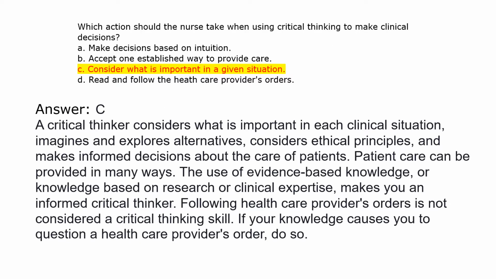Answer: C. Consider what is important in a given situation. A critical thinker considers what is important in each clinical situation, imagines and explores alternatives, considers ethical principles, and makes informed decisions about the care of patients. Patient care can be provided in many ways. The use of evidence-based knowledge, or knowledge based on research or clinical expertise, makes you an informed critical thinker. Following healthcare providers' orders is not considered a critical thinking skill. If your knowledge causes you to question a healthcare provider's order, do so.